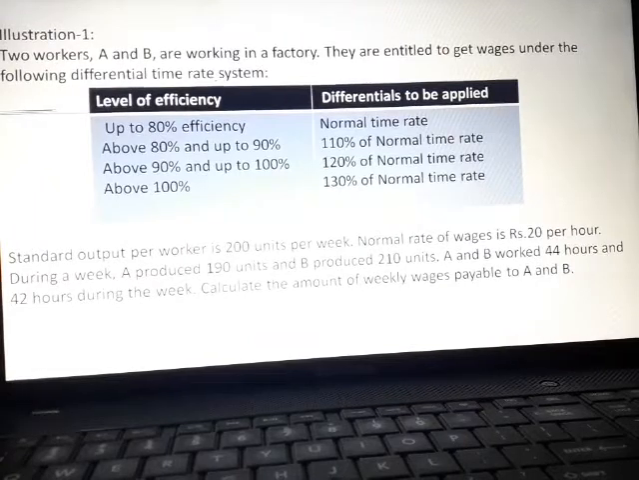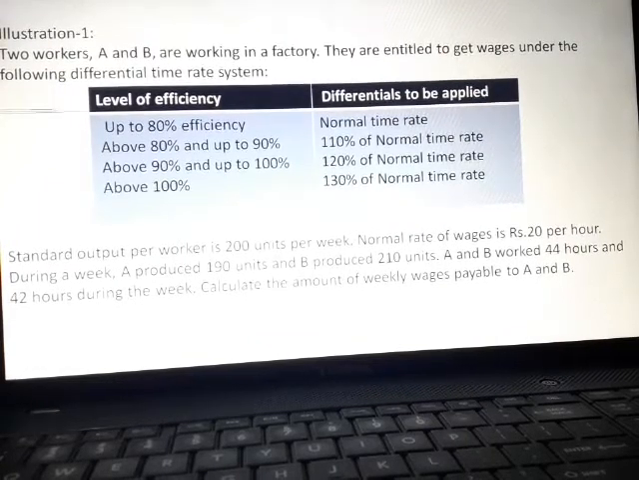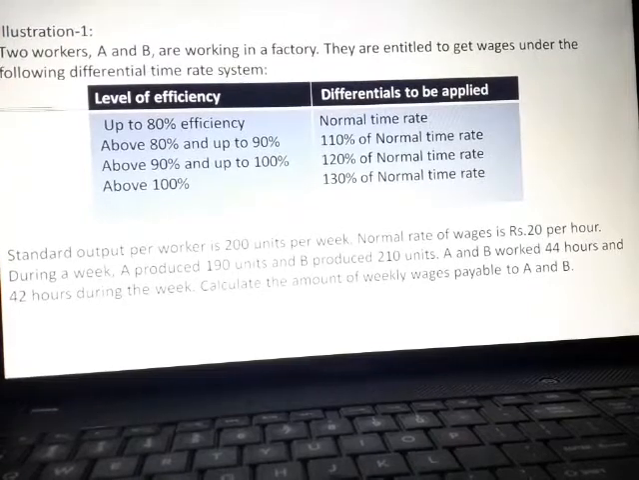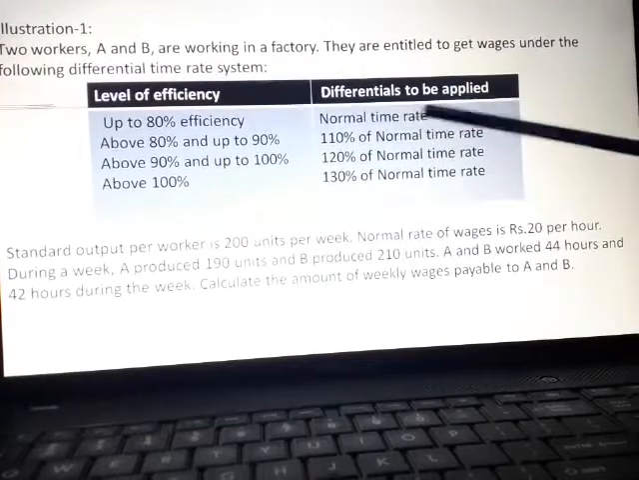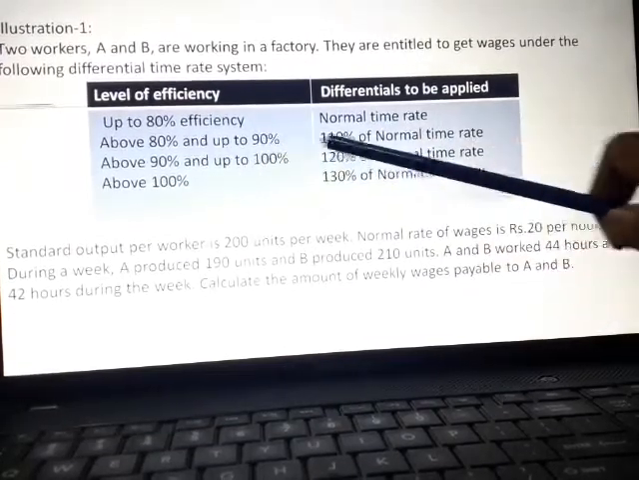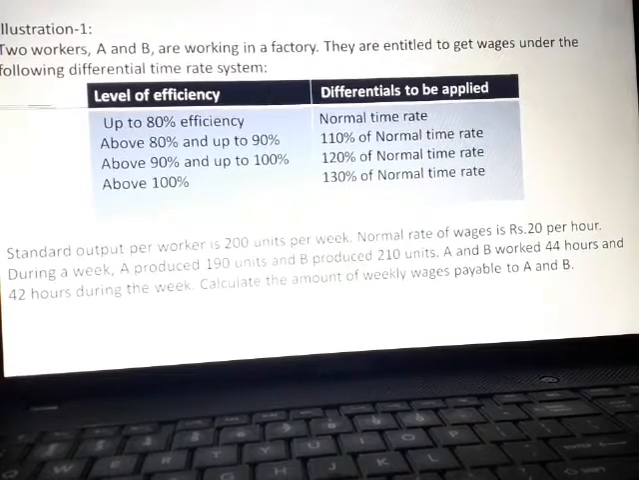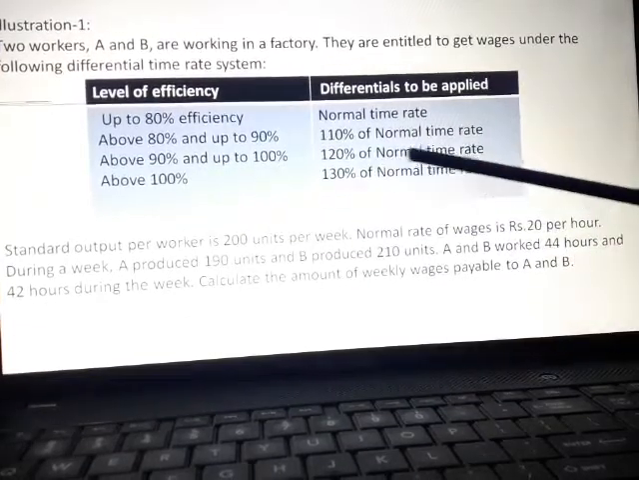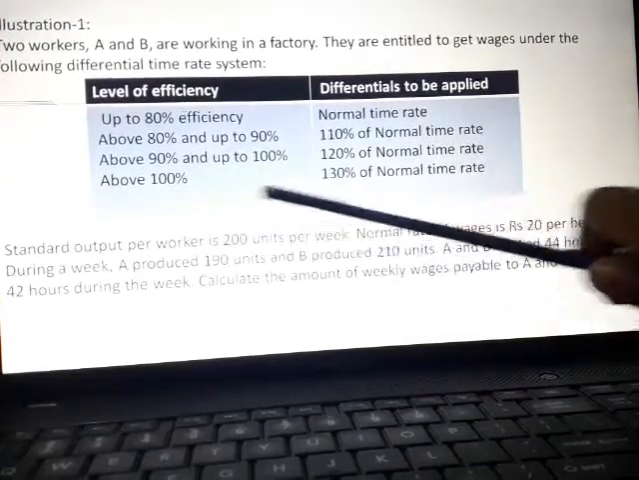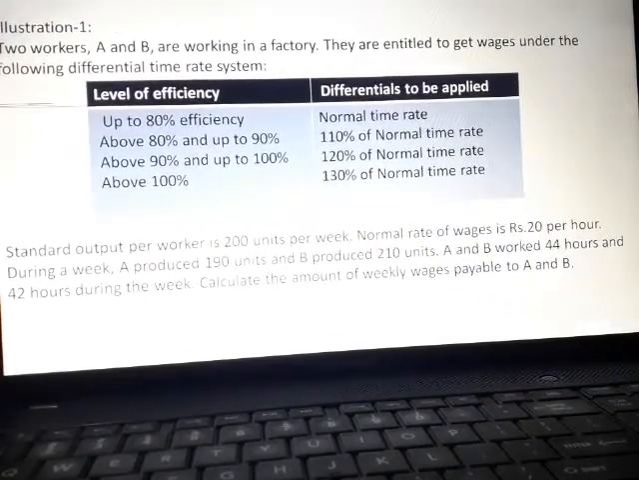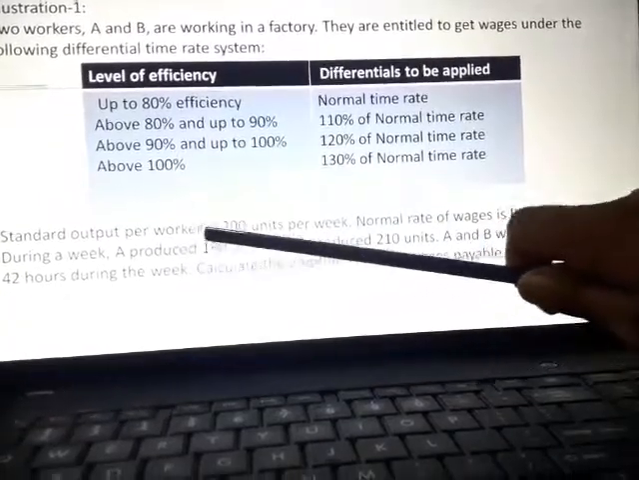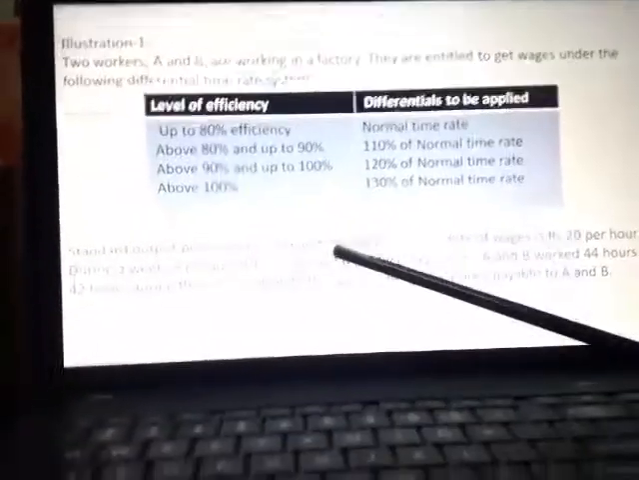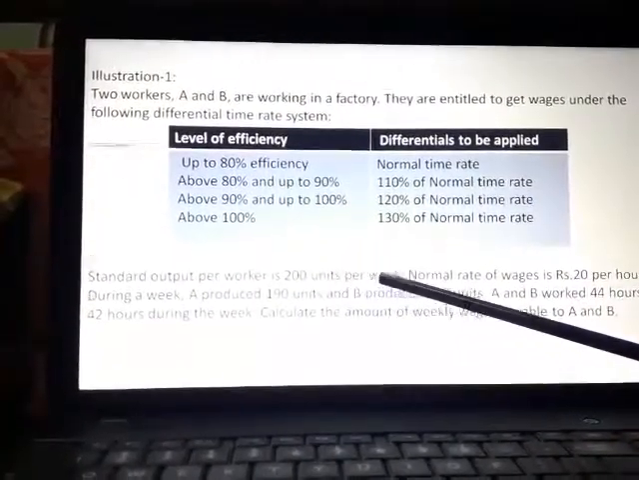Illustration 1. Two workers A and B are working in a factory. They are entitled to get wages under the following differential time rate system. Up to 80% efficiency, normal time rate; above 80% up to 90%, 110% of normal time rate; above 90% up to 100%, 120% of normal time rate; above 100%, 130% of normal time rate. Standard output per worker is 200 units per week.